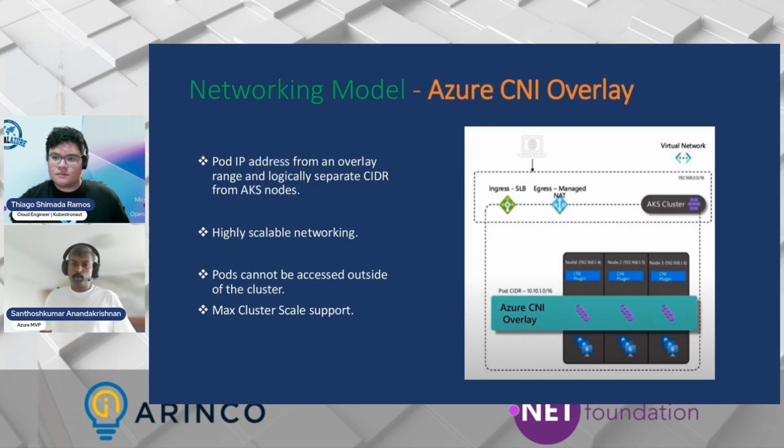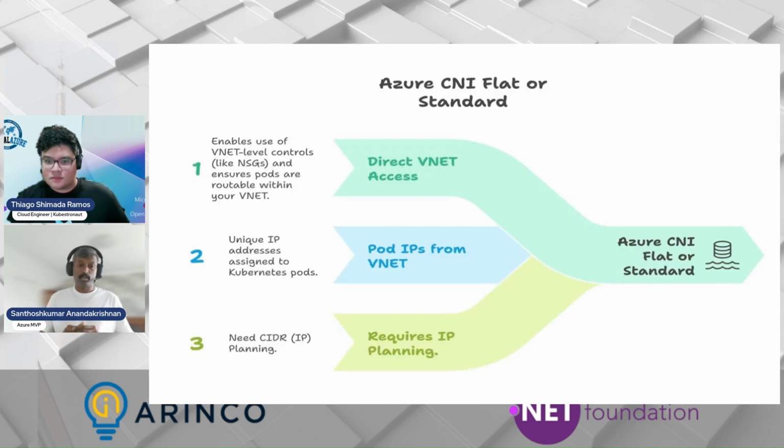The next slide provides the Azure CNI flat and standard at a high level and what it is. It just gets direct access to the VNet. The pods are within the VNet, and the pod's IP address and the node's IP address come from the same VNet. The caution here is that it requires a larger IP address range. Make sure IP planning is part of your initial start before we get into the CNI flat model.